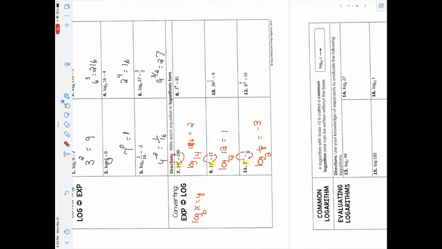Okay, welcome back. So you should have gotten log base 3 of 81 equals 4. Log base 36 of 6 is equal to 1/2. And log base 8 of 16 is equal to 4 over 3. Okay? So that's how we go from exponential to log and log to exponential.